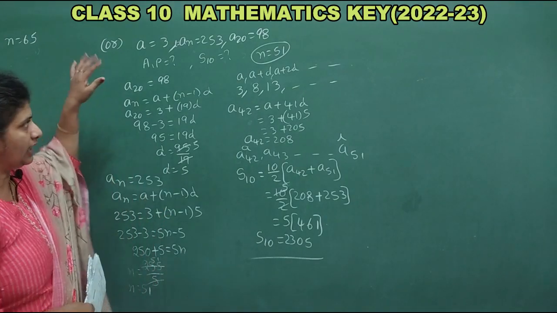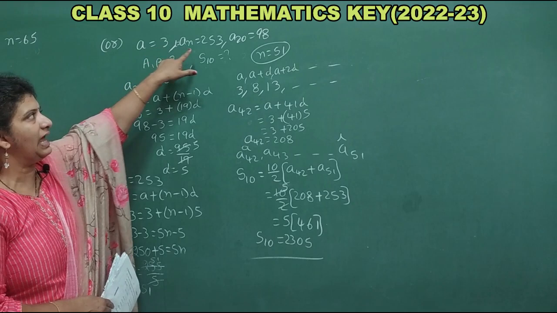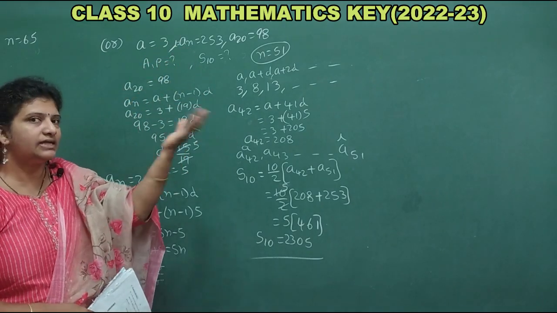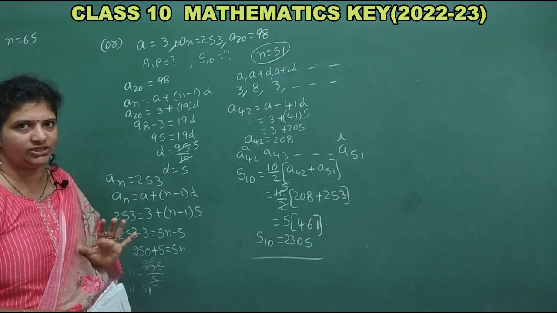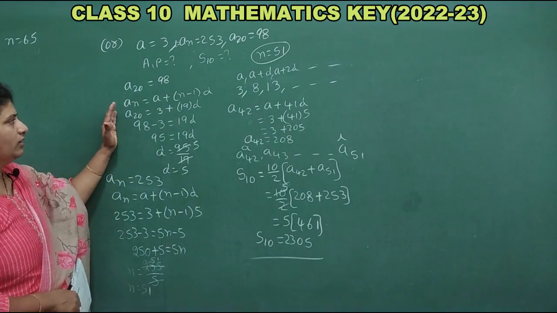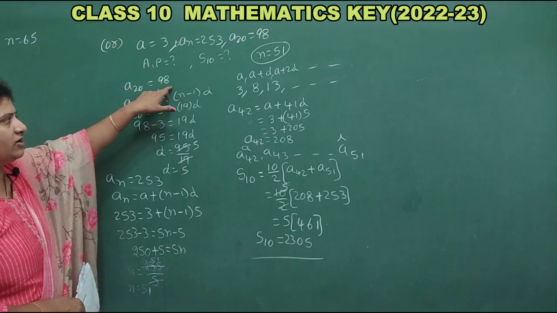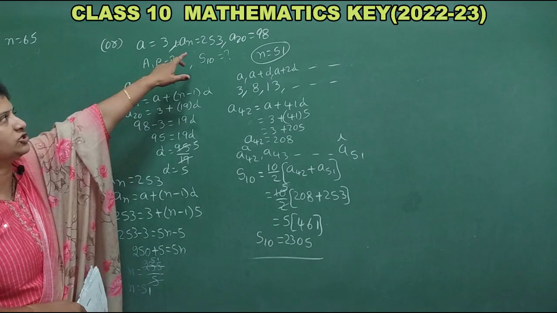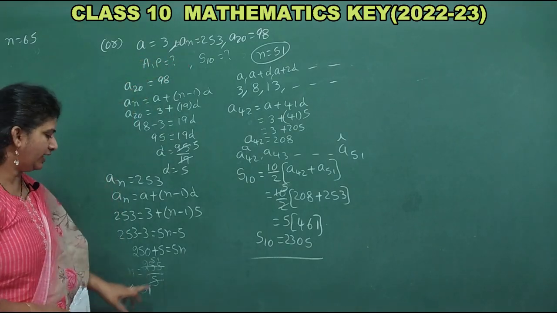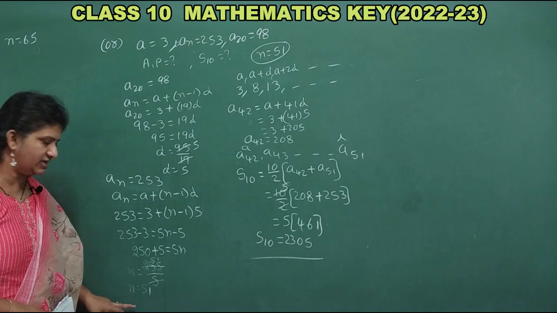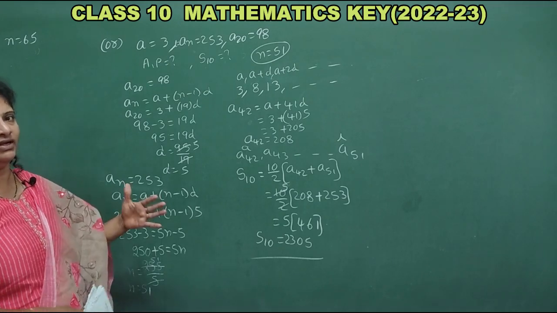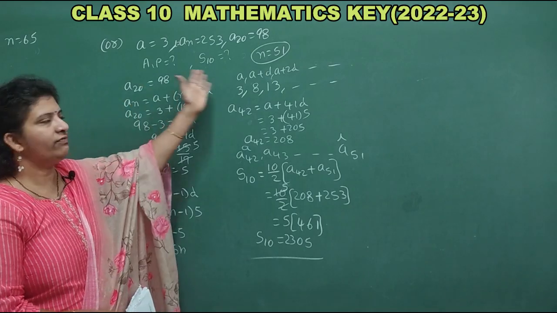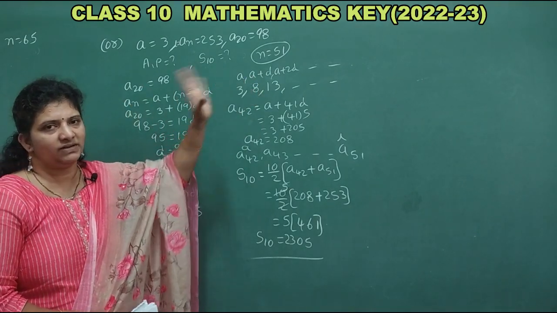So, let me give a recap for this. First term given, last term given, 20th term given, and here find the last 10 terms' sum and the arithmetic progression. Using A20 is equal to 98, I found D. Then this D value and A value substituted in the last term, and you get how many terms are there, that is n is equal to 51. Now that you know there are 51 terms, directly you can find the arithmetic progression A, A plus D, A plus 2D.